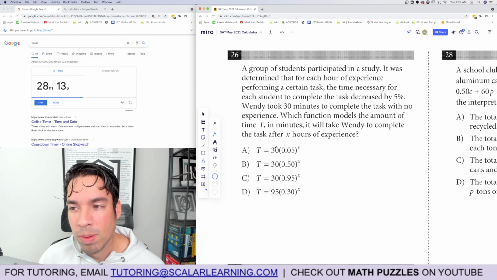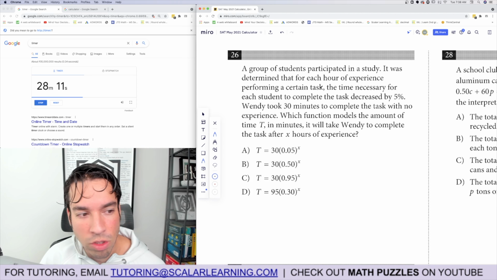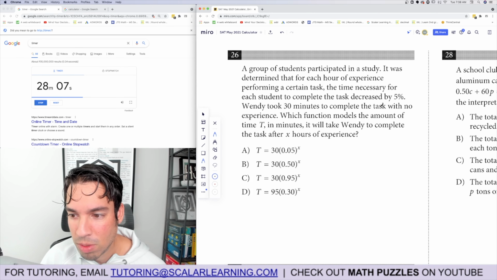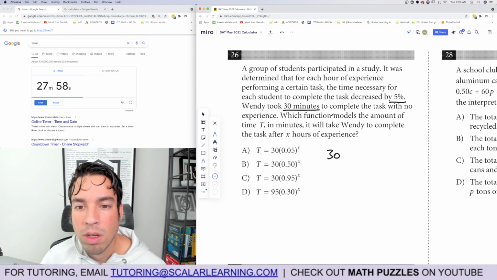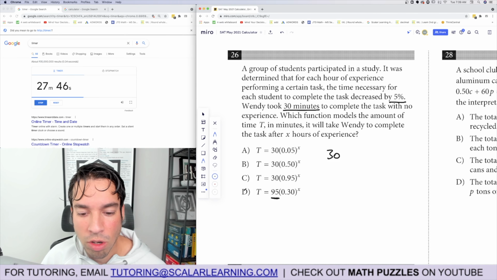26. A group of students participated in a study. It was determined that for each hour of experience performing certain tests, the time necessary for each student to complete the task decreased by 5%. Okay, hold on. Wendy took 30 minutes to complete the task with no experience. Hold on. Determine that for each hour. Oh, it's X. Okay. So we start with 30. No experience. 30 is the starting point. This should be the starting point, so that's wrong. So 30 minutes.